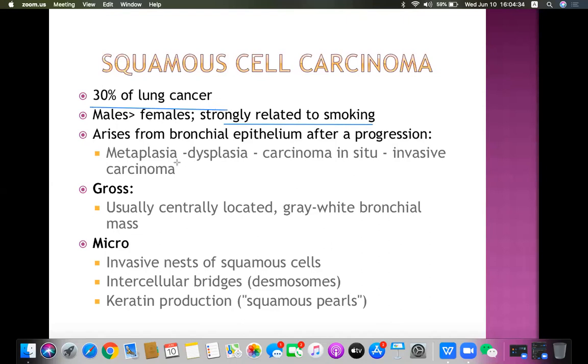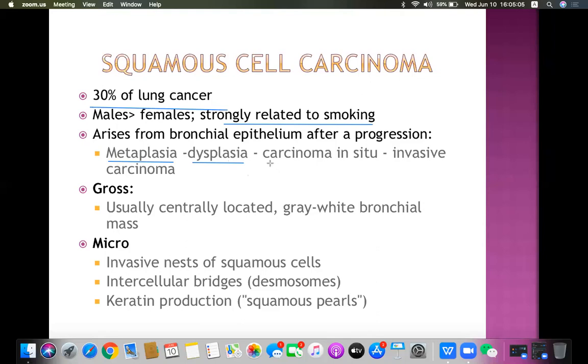Smoking causes transformation of respiratory epithelium into squamous epithelium, which is called metaplasia. It is caused by chronic smoking. Over a period of time, it changes into dysplasia. Dysplasia means disordered organization of cells. Some are big, some are small, some have big nuclei, some have small nuclei.